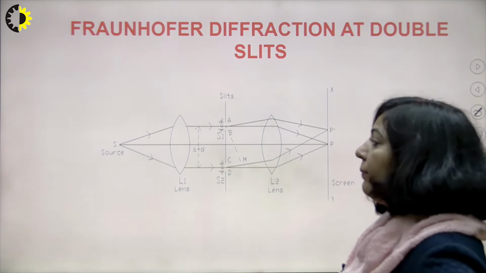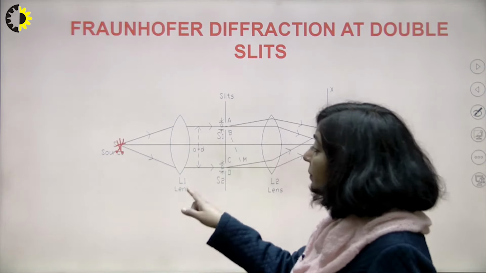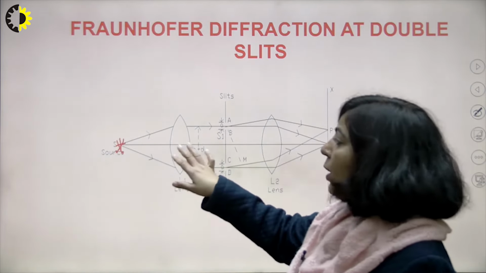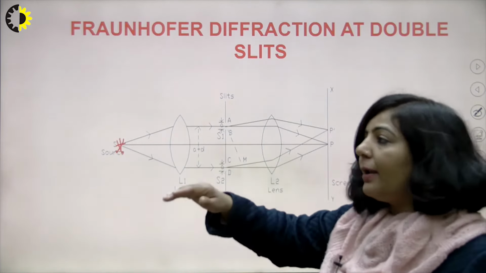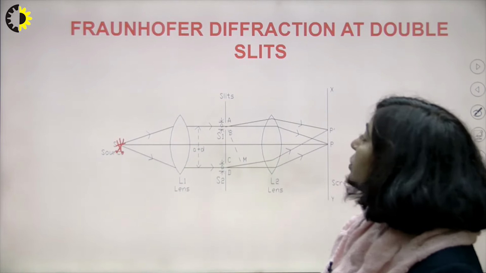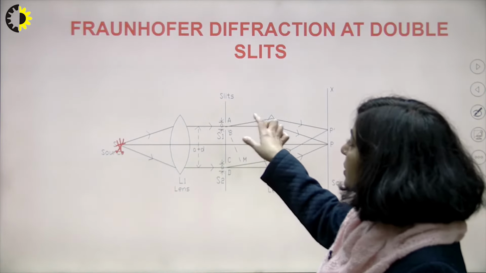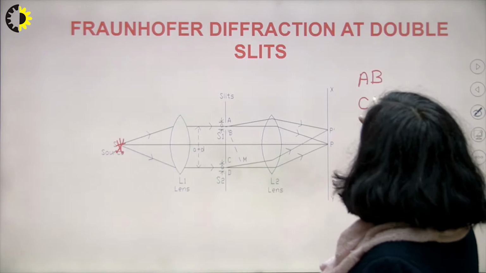So you have a monochromatic source of light here. Then the lens L1, which will make all these light rays which are coming from infinity as parallel light rays. And these light rays will illuminate this combination of two slits. This is the arrangement of two slits. As you can see here, AB is the first slit and CD is the second slit.